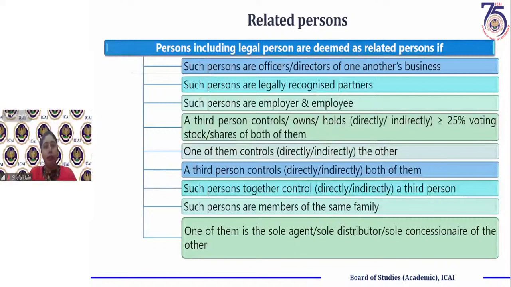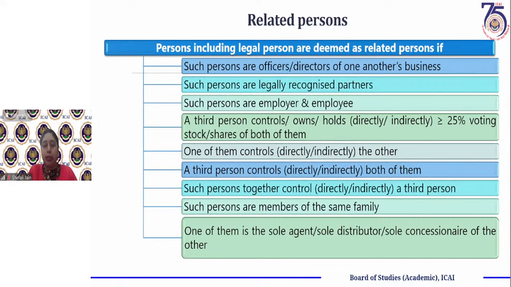Then next clause says, such persons are the members of the same family. Now, what is a family? We will see in the next slide. But if members of the same family are there and they are transacting any business, then they shall be deemed to be related under GST law. But when they will be considered as family, that is important, then only they become related. So, we'll see in the next slide what exactly the definition of family under GST law is, because that is very important to understand this concept.